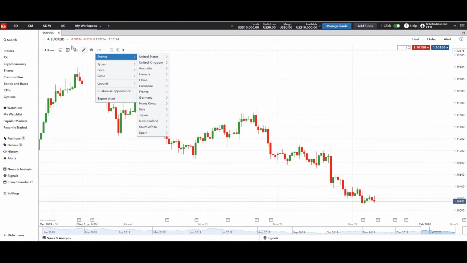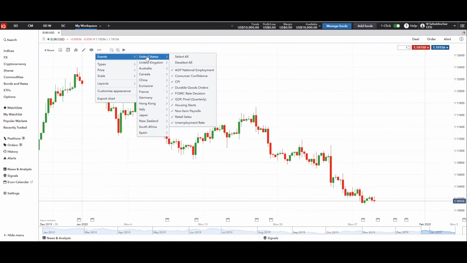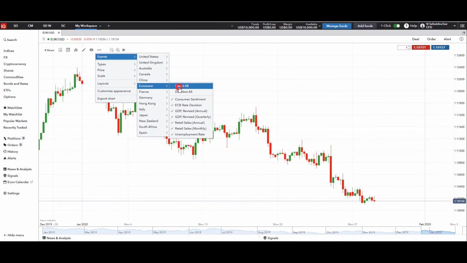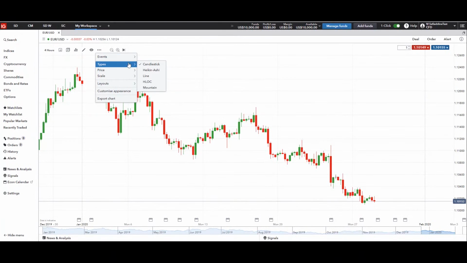And there are events for different countries. Now, because you're trading Euro USD, usually you want to look at what's coming out of the Eurozone and the US, because those are the two aspects of the pair. So we have US selected. You can also select for the Eurozone. And if you're trading GBP USD, you want to have for the UK. If it's Euro GBP, for example, you want to have the UK and the Eurozone.